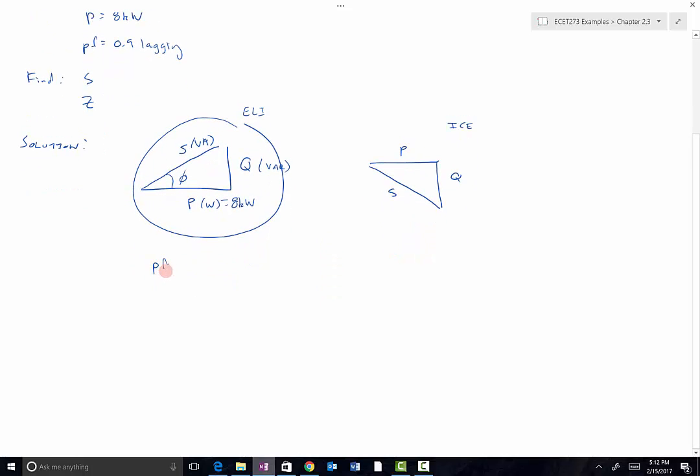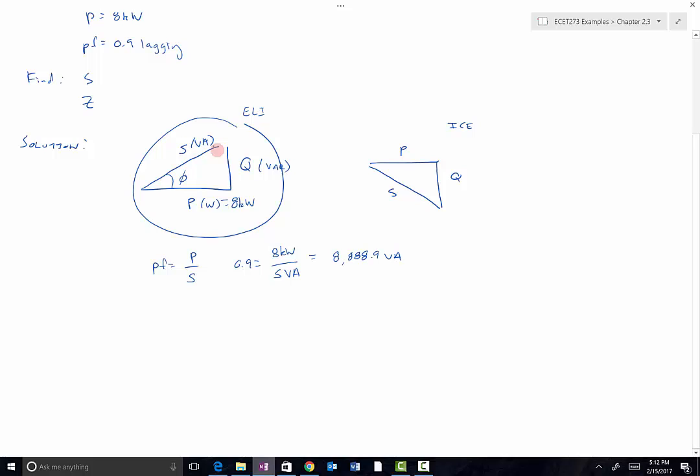We know that the power factor by definition is the ratio of real power to apparent power. And so we know that 0.9 is equal to 8 kilowatts divided by S voltamps. We just need to divide 8 by 0.9, and we get 8,888.9 voltamps is the apparent power absorbed by the load.